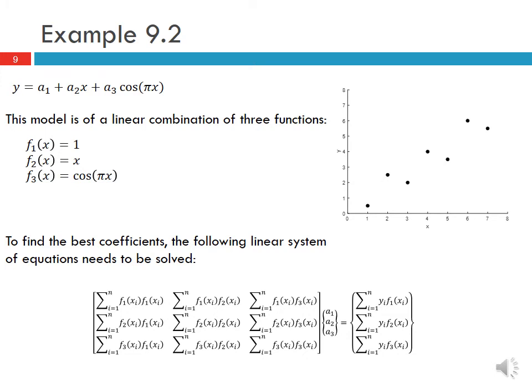To find the best coefficients for this system, the following linear system of equations needs to be solved. So you can see that we have in each of these elements the sum of, for example, f1(xi) times f1(xi) up to the sum of f3(xi) times f3(xi). So we want to solve this for our unknowns a1, a2, and a3.